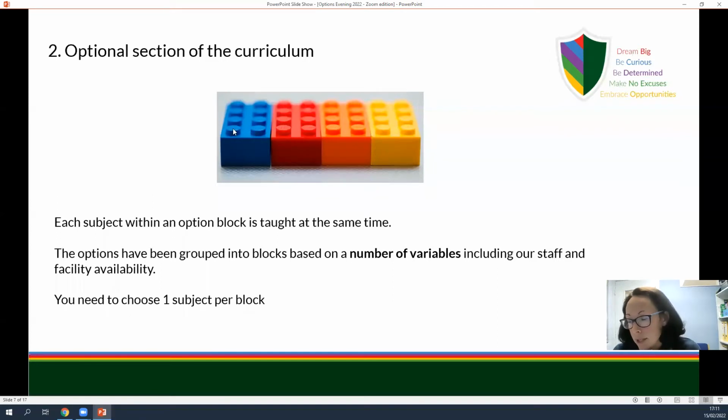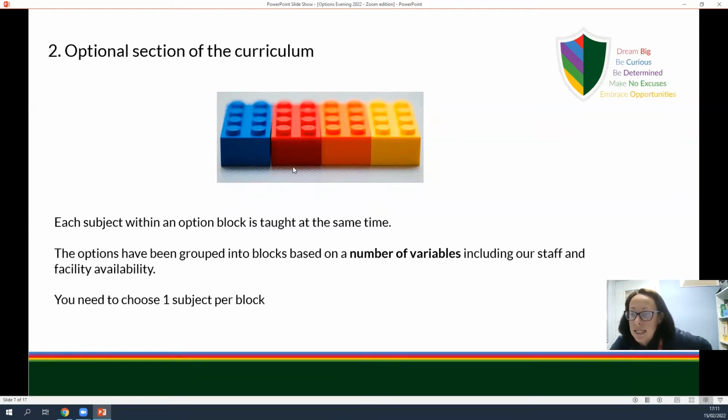Each option block will be taught at a set time in the curriculum. So for example, the blue block here, option block A, might be taught on a Monday period 1, a Wednesday period 1 and a Friday period 1 per se. That means that the students can only choose one of the subjects within that block because they're all on at the same time. Option block B, the red block here, might be on a Monday period 2, a Wednesday period 2 and a Friday period 2. Therefore, they'll choose then a subject from this block and they can't choose 2 from the same block.